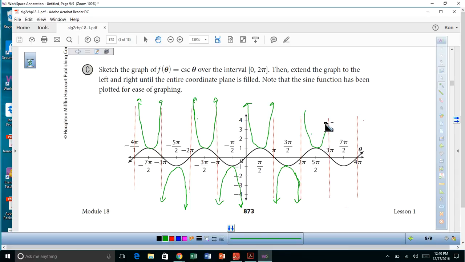I tell you what, I sure do like when the calculator draws them for me. Makes it so much easier. That's probably the closest one to what it really looks like anyway. So there you go. There is f of theta equals cosecant theta over the interval from 0 to 2 pi. Good deal.